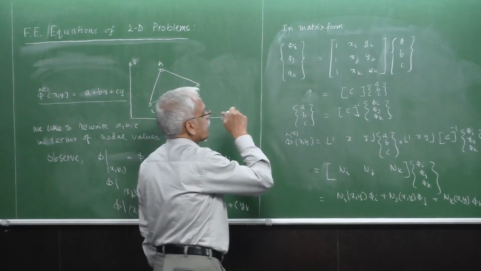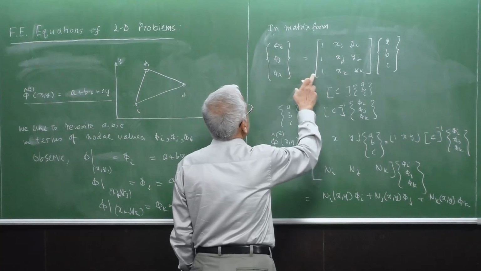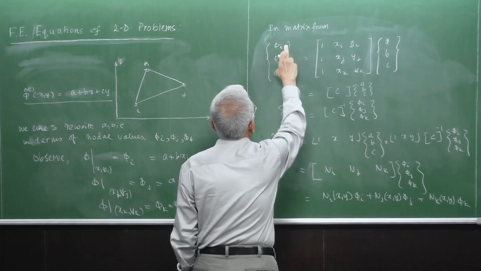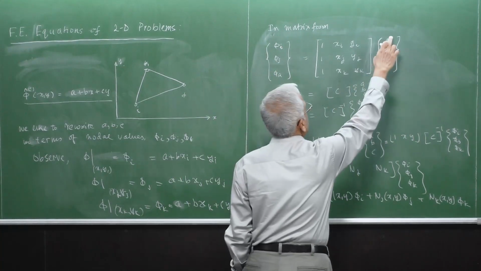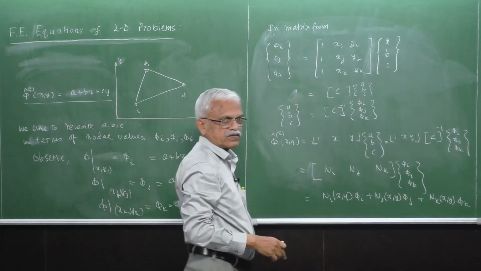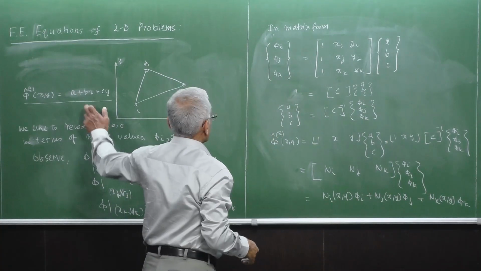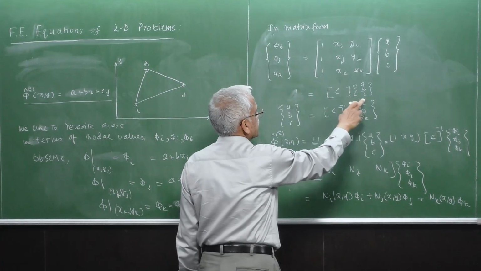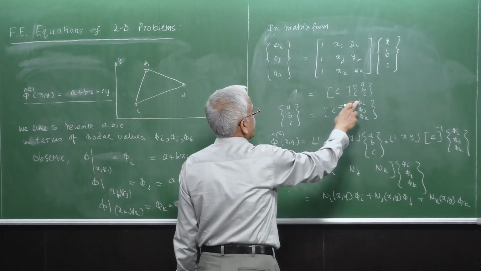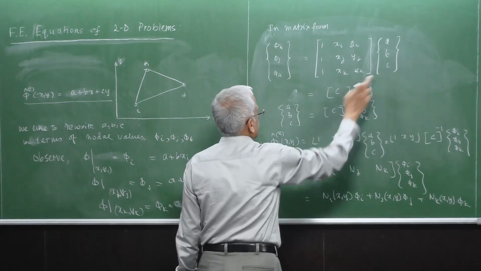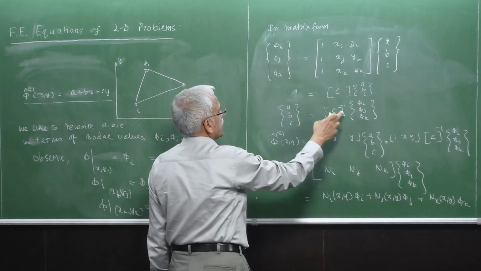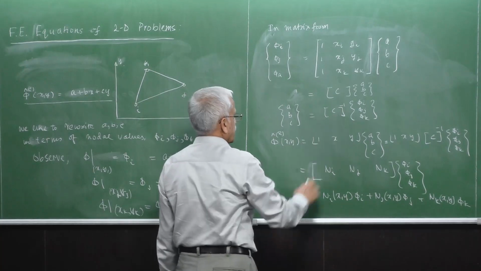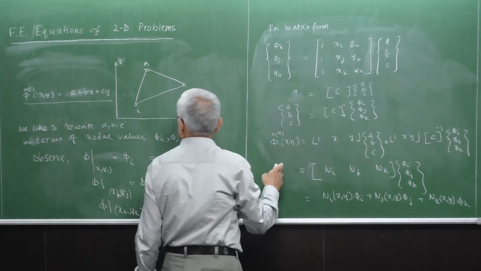Then we formulated this equation in terms of coordinates, and on this side we have the nodal values of the function. On this side we have the coefficients ABC of the expression. I wrote this coefficient matrix as C. Please don't get confused with this C. So C multiplied by ABC. And now the ABC was rewritten in terms of phi i, phi j, phi k by taking the inverse of C.